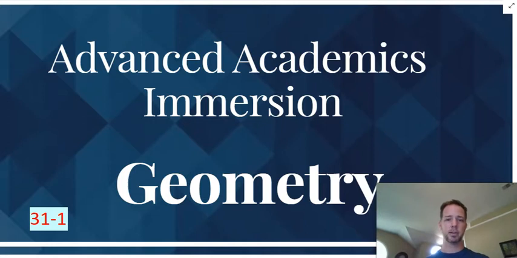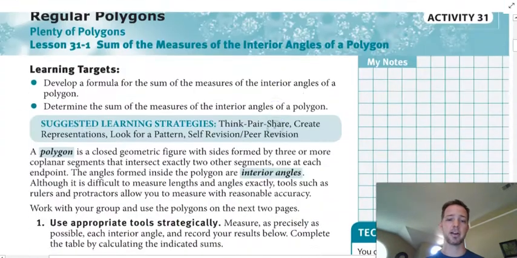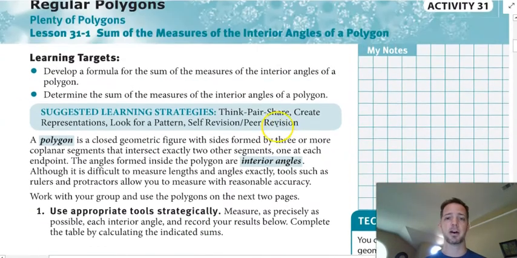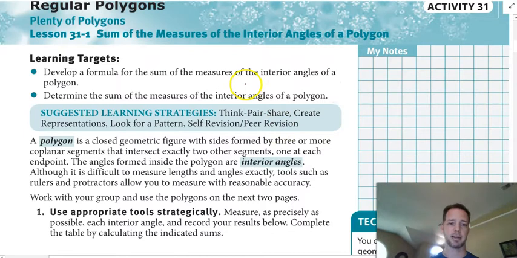Hello, Mr. Munyon here with activity 31-1, the sum of the interior angles of polygons. Hopefully we already know what the sum of the interior angles of a triangle is, but we're going to focus on the other polygons like quadrilaterals, pentagons, hexagons, heptagons. So hopefully you know the names of the polygons up to 12-sided figures. If not, you might want to go review those.